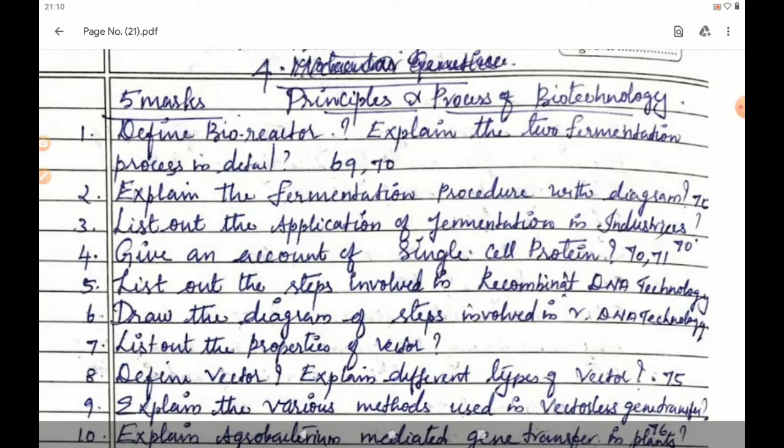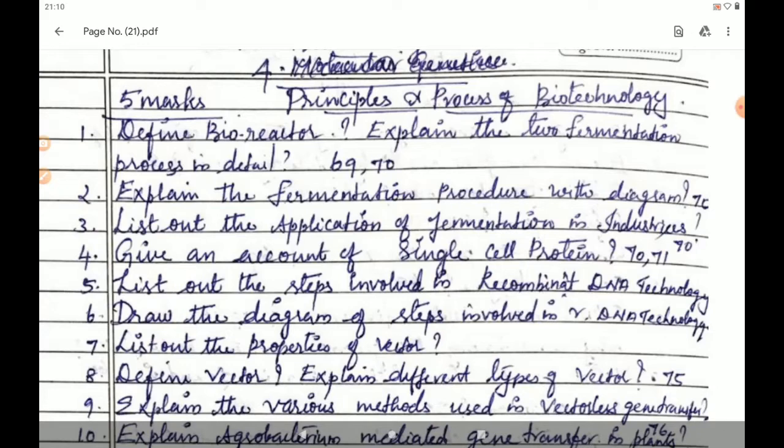Then procedure with a diagram. Fermentation procedure is given in page number 70. Under the heading procedure of fermentation, there are given A to F, 8 points. You should write those 8 points, and above that one diagram is there, the bioreactor diagram, that also you should draw.